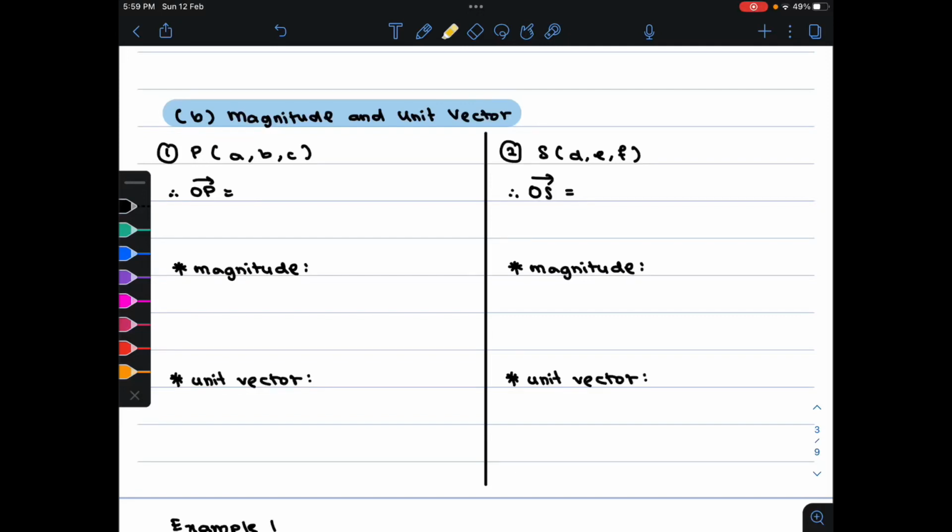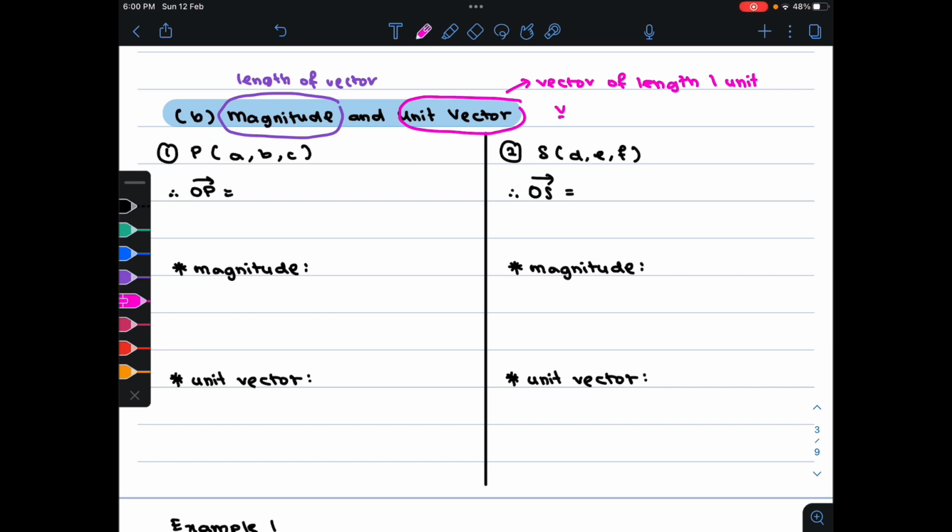Part B is called magnitude and unit vector. We already know that magnitude means the length of a vector. A unit vector means a vector of length 1 unit. So if we have vector v, we can write its unit vector as v hat. So this is the unit vector of vector v. For example, if I have vector m, the unit vector of this vector is m hat.